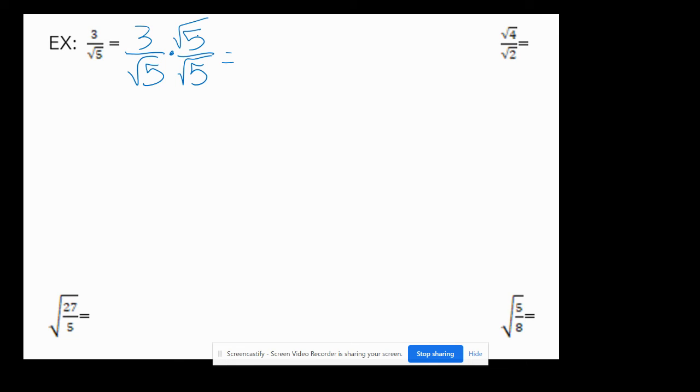Well, 3 and the square root of 5, those are not like things, so I can't actually multiply them together, but we're going to make them sit next to each other. And on the bottom, the square root of 5 times the square root of 5, they're both square roots, so 5 times 5 is 25. Oh, well, we can reduce 25. The square root of 25 is 5.